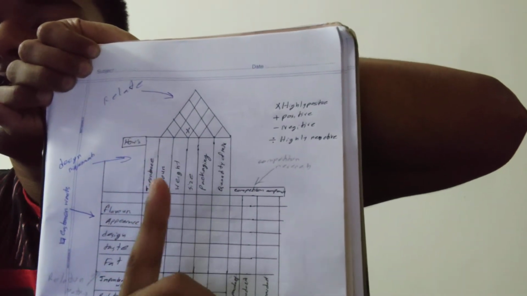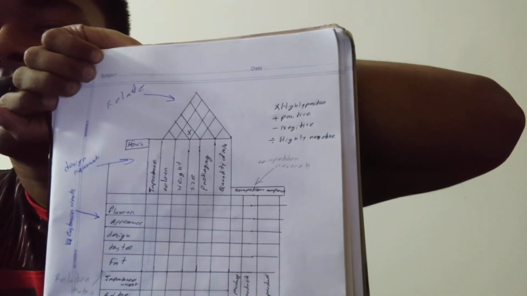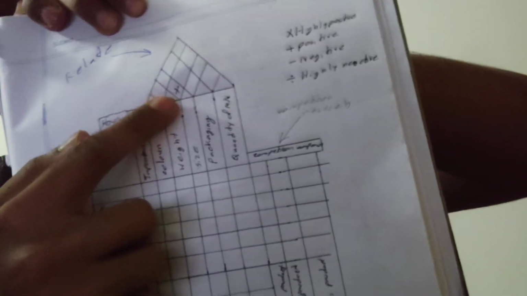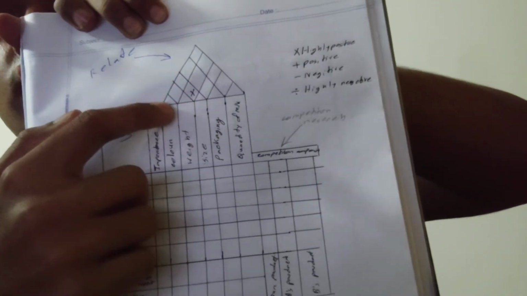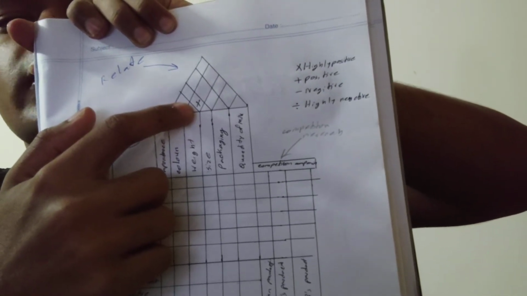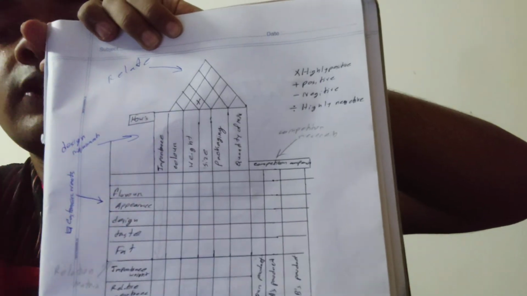For example, quantity of milk and the weight of the chocolate are totally related. And what did I put here? So one example has been done here, like the weight and size. If you increase the weight, the size will automatically increase. So a cross goes there because it's totally related. So yeah, that's about all from the house of quality.